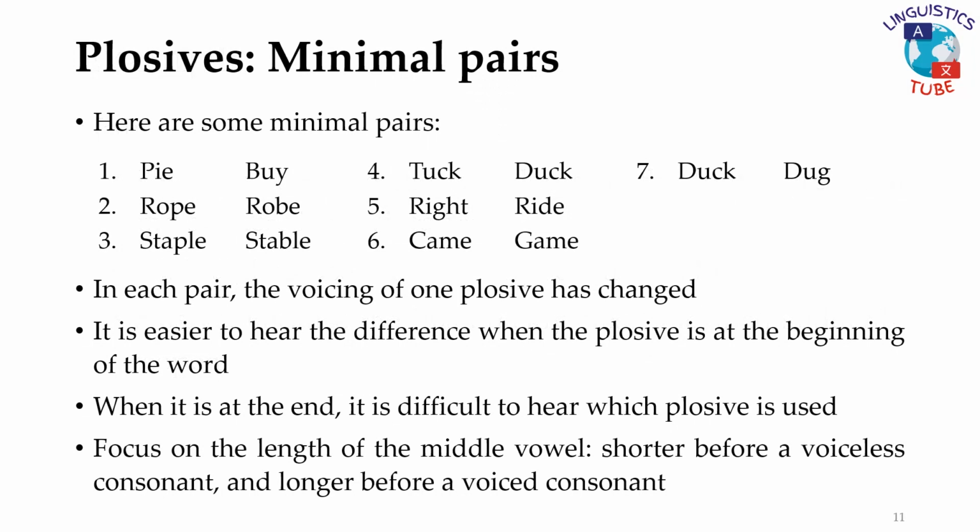Here are some minimal pairs. Pie, buy. Rope, robe. Staple, stable. Tuck, duck. Right, ride. Came, game. Duck, dug. Now, please pause the video and say these minimal pairs yourself.